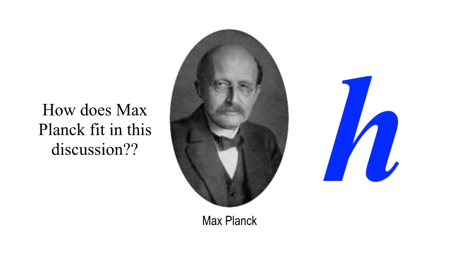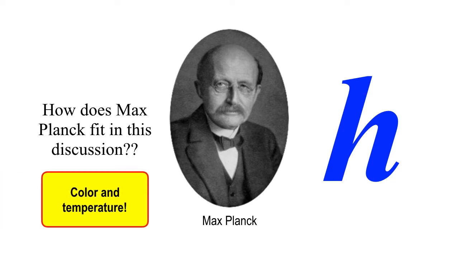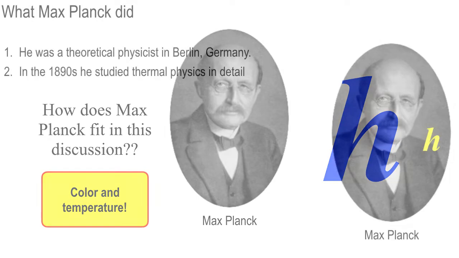Here's a question that I want to pose, a rhetorical question to you. How does Max Planck fit into this discussion? And his famous constant, h, that we've talked about a few times. Well, he fits into the discussion in terms of color. And remember, we talked about stuff that's red hot versus stuff that's so hot it doesn't have any visible colors. It's mostly ultraviolet. Or something that's not even hot enough to get a lot of red. It's mostly infrared. So that color and temperature thing is what Max Planck was actually working on.